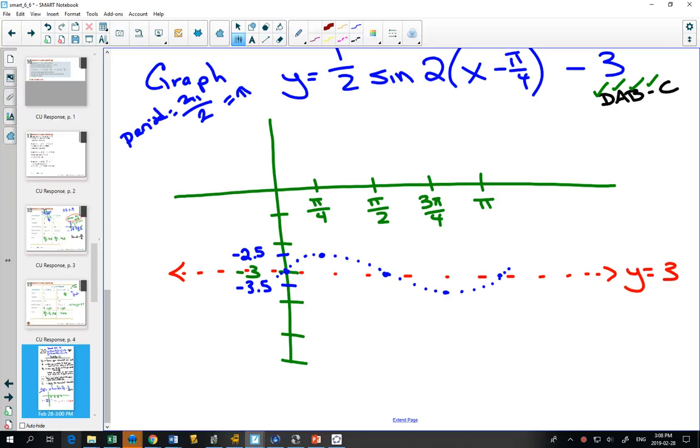Finally, we apply the horizontal translation. This one has been moved pi over 4 to the right. I'm going to draw my final graph in black. That means I take this point and I move it pi over 4 to the right. I take this point, move it pi over 4 to the right, pi over 4 to the right, pi over 4 to the right, pi over 4 to the right. And here is our final graph.